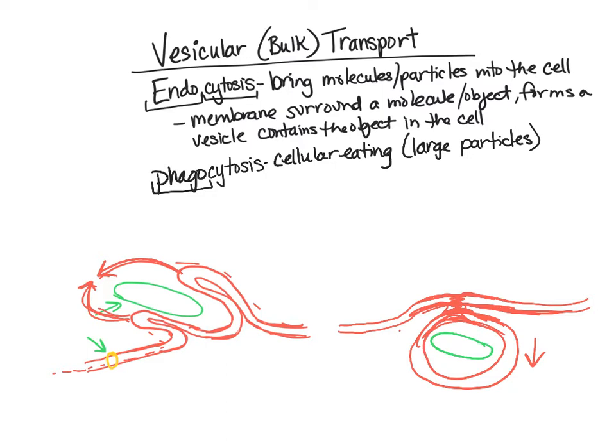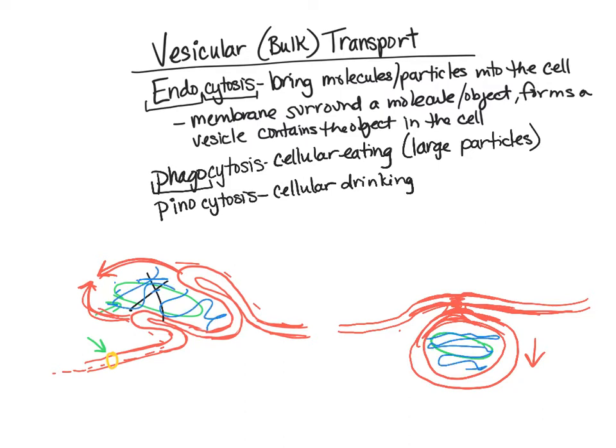Now another example is pinocytosis. Pinocytosis is actually cellular drinking. In this case, we're going through the same kind of process, but instead of a bacterium being in here, this is just going to be a bunch of extracellular fluid inside the vesicle. So we won't have the bacterium, but we'll have a bunch of fluid from the outside.